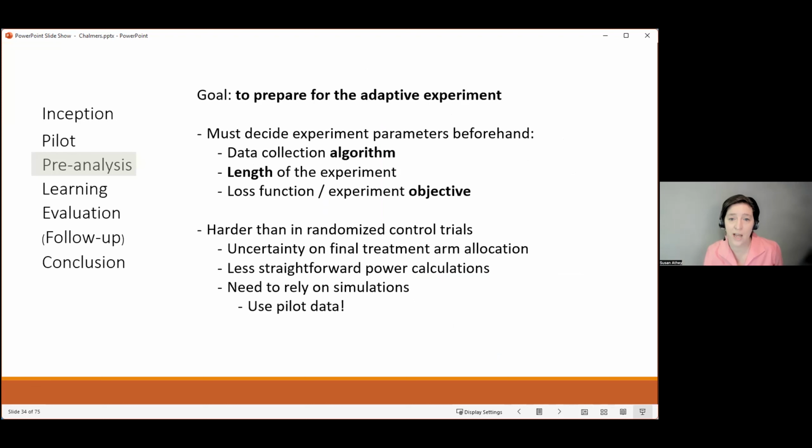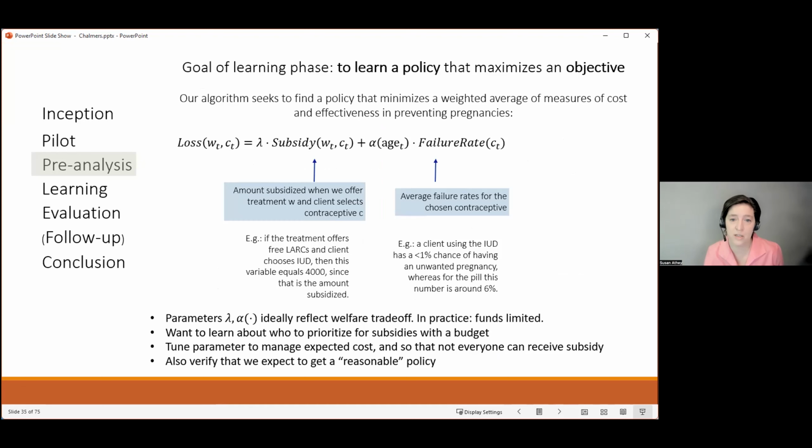Then we go to an adaptive part of the experiment, and that's where we get to the bandit. What we're going to do is try to adaptively learn how to target these different treatments. And in particular, we have a budget constraint.